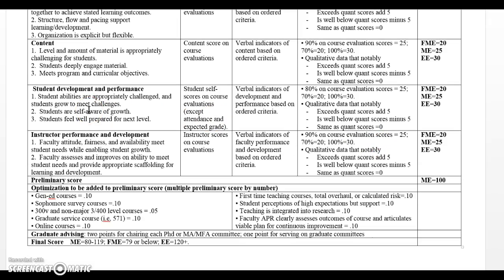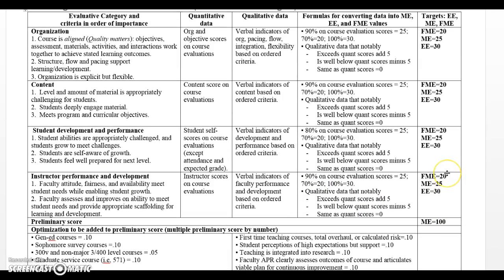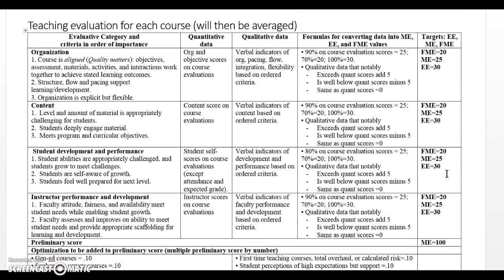So I'm guessing you're getting the process here. The student abilities are appropriately challenged, and that's not really measurable in the course evaluations, but it is measurable on the other sources of qualitative data. I've set a threshold of 80% because those scores are historically much lower, and the qualitative data can trump that. Okay. Faculty performance and development is the same process. It's at 90%. Now again, this is my first draft, but I'm hoping you like this logic.